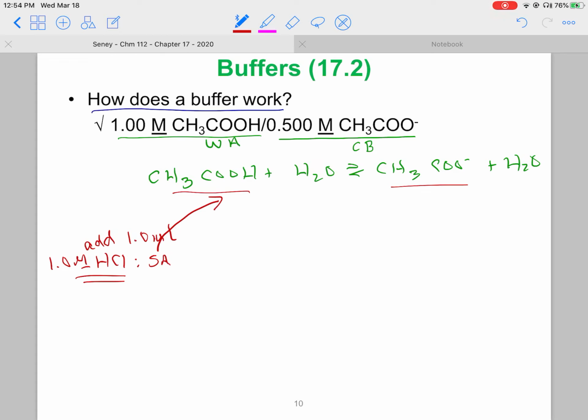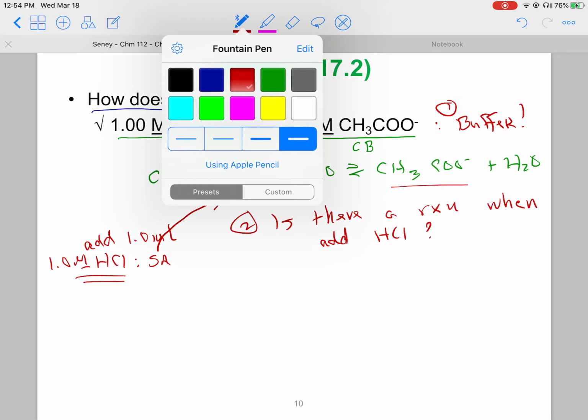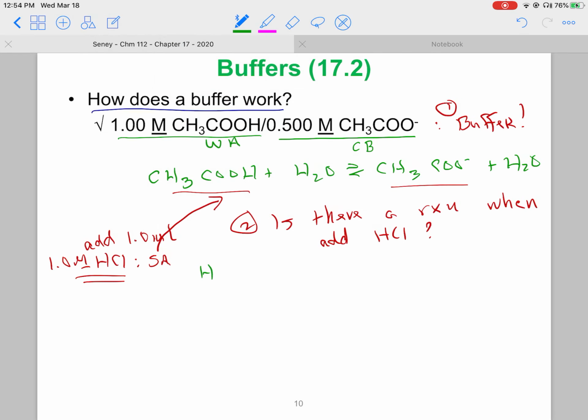So the first question that I taught y'all to ask, after you figure out what you have and say, okay, I've got a buffer, is step one: we have a buffer solution. Step two: is there a reaction when we add HCl? And yes, there is, because we've got HCl that will react with the base. So HCl plus the base, which is my acetate.